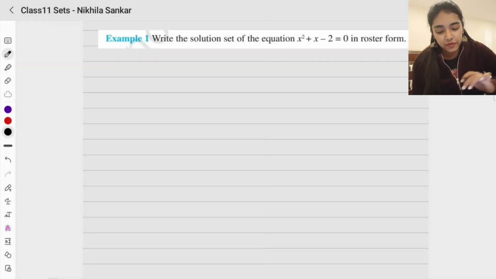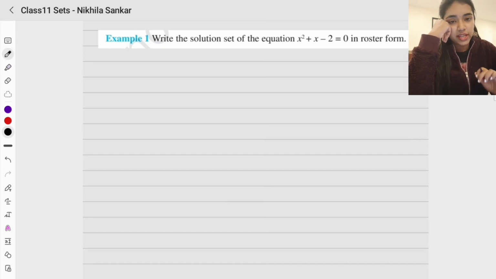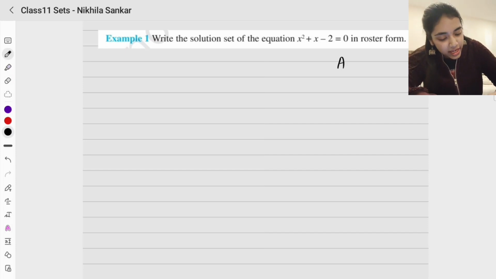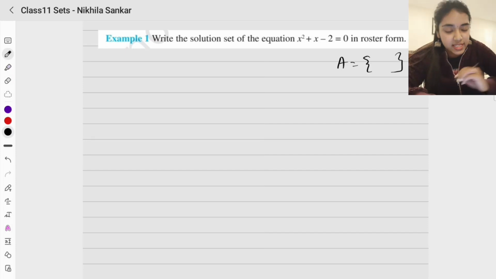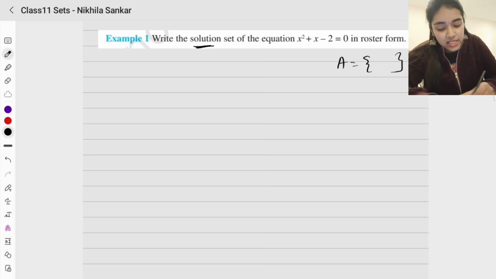So now, what is my first example? Write the solution set of the equation x square plus x minus 2 in roster form. Roster form na enna? A equal to set of all elements inside a curly bracket. So first you have to find the solution. Solution da vandu set kulla eludha solranga.